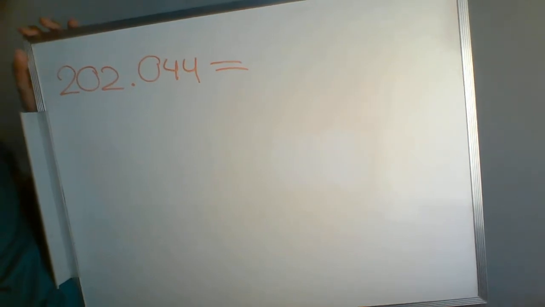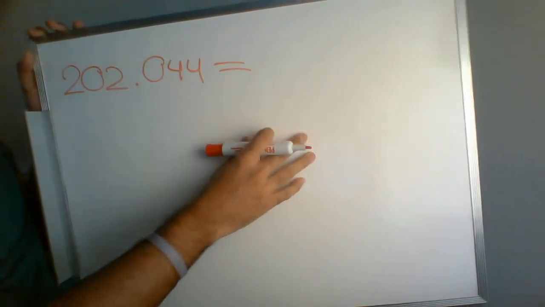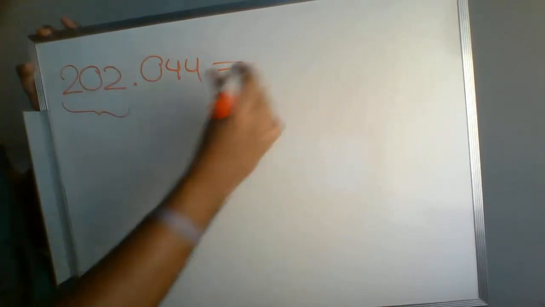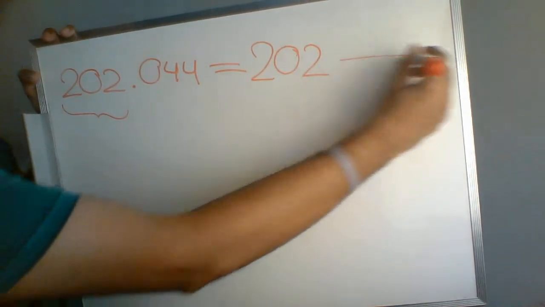202.044. That's the one we want to convert. So we want to convert 202.044 into a fraction. Now we know we've got 202 complete units, so it's going to be another mixed number with a whole number of 202.